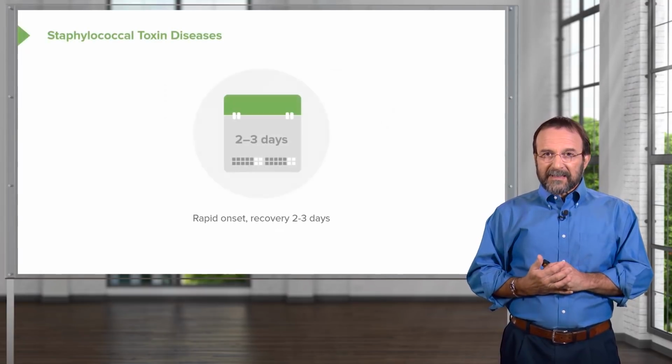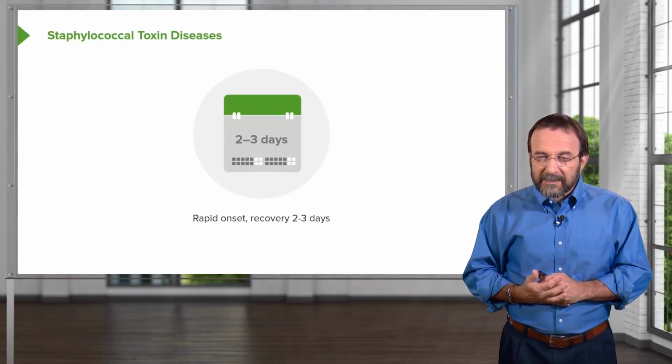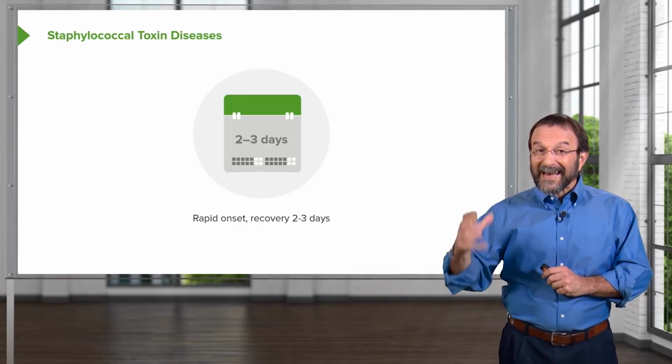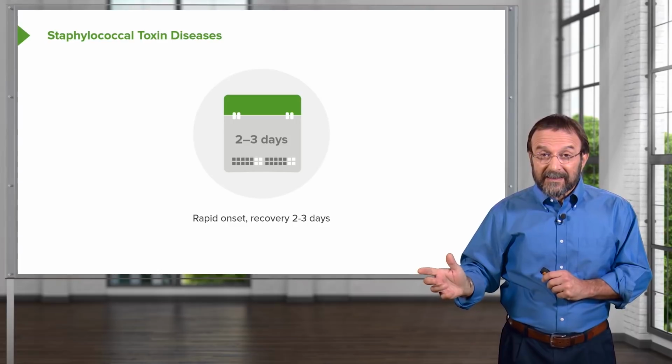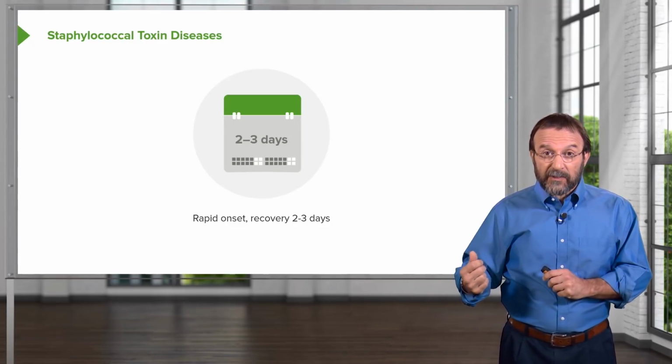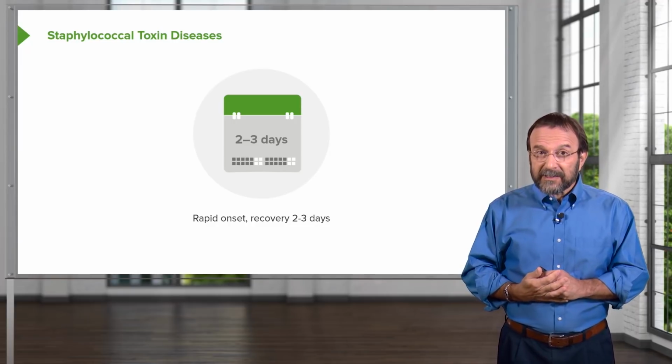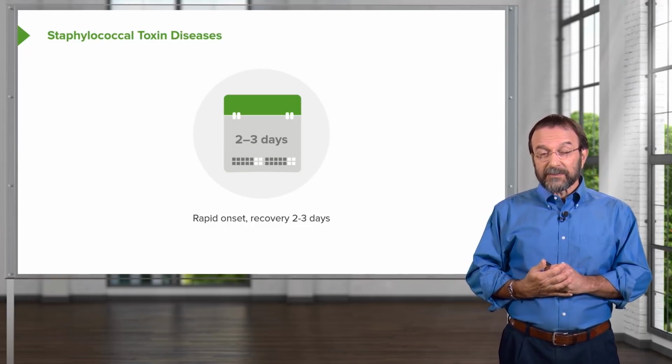And it's typically a rather rapid onset. So food poisoning, where you are eating food that has a toxin in it already, the onset is quick. So if you eat something and an hour or two later you're vomiting, you can say, wow, that could be a Staph aureus toxin-caused food poisoning.